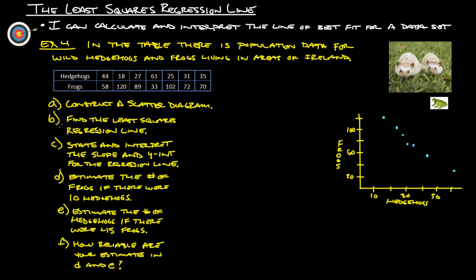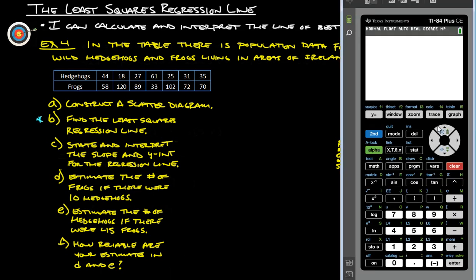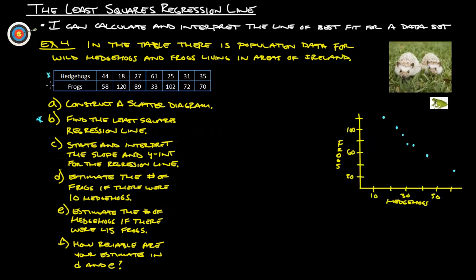Now what we're going to do is find the least squares regression line, and we're going to do that on our graphing calculator. So we've got our two sets of data. This is our X, this is our Y. This is going to go in list 1, and this is going to go in list 2.